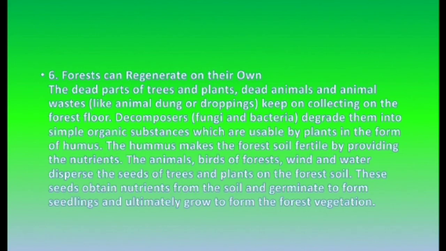The animals and birds of the forest, wind and water disperse the seeds of trees and plants on the forest soil. The seeds obtain nutrients from the soil and germinate to form seedlings and ultimately grow to form the forest vegetation.